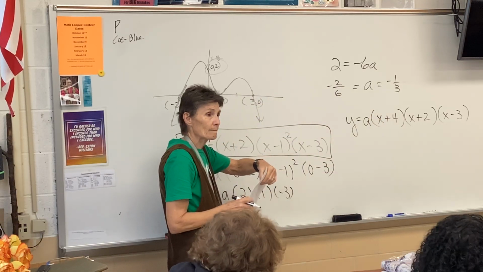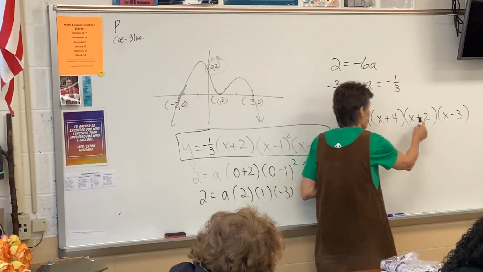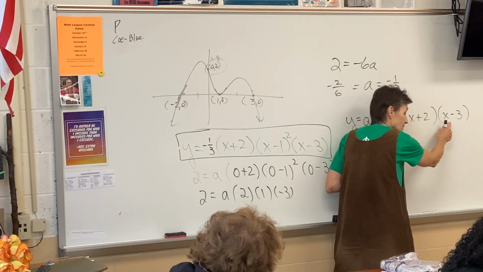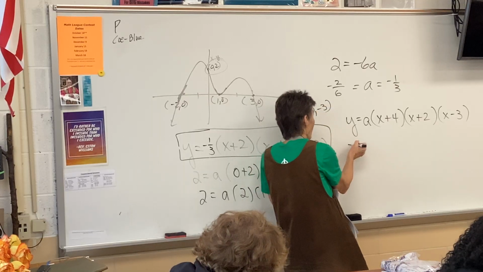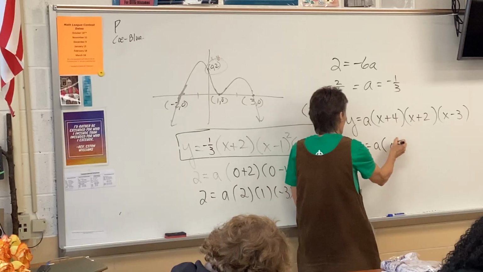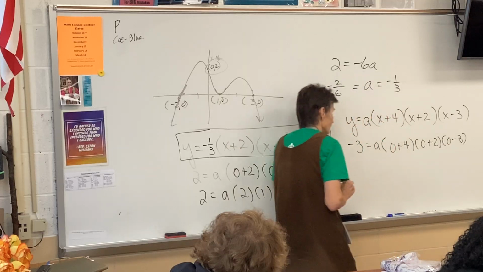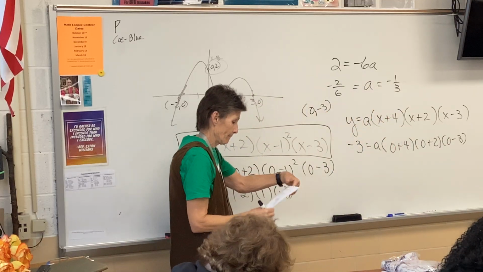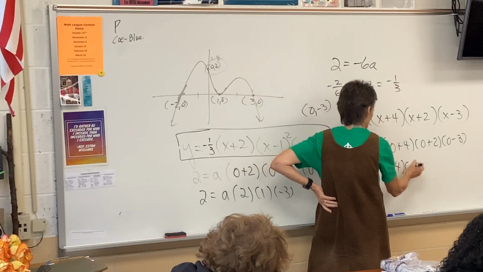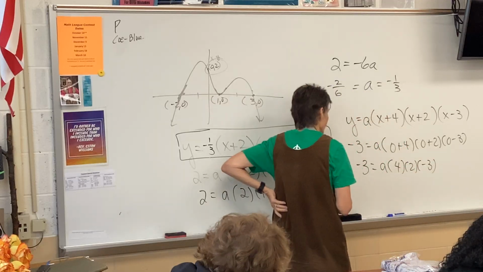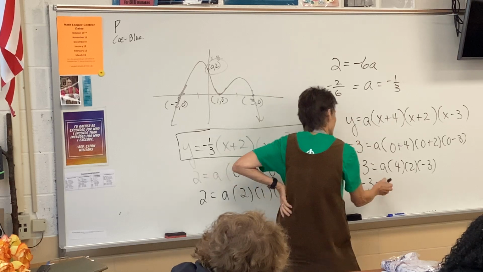So what do we do? We plug in the other point. Remember, these come from the x-axis. That other point, which is 0, -3, means y is -3 and x is 0. Remember, you're multiplying all the way across. So what is that? -24?